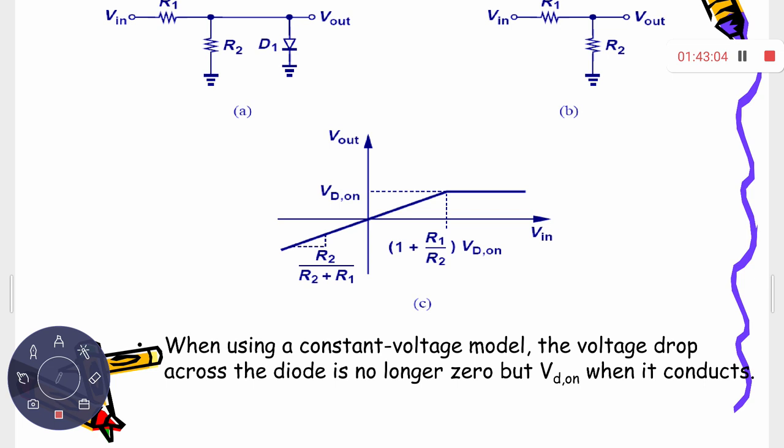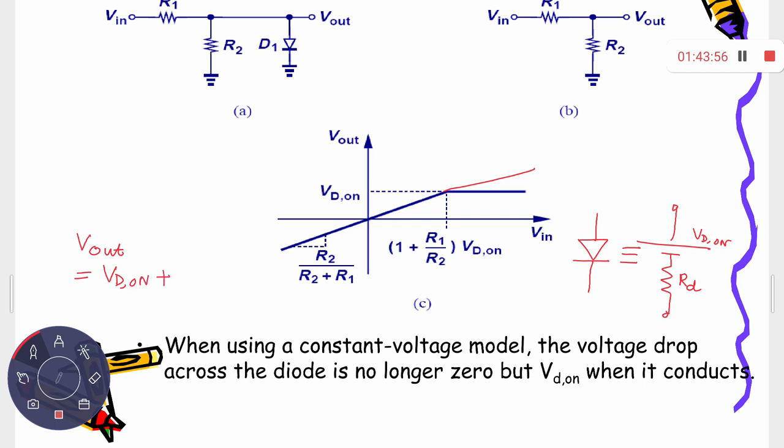Now if you'd like to incorporate that the current is not constant, rather than a constant voltage model, in your practical diode model you should expect that the current will also increase. Why? Because the diode can now be represented as this combination: this is VD on and this is your Rd, the practical diode resistance. So what will be the output voltage? Looking at the figure, Vout is nothing but VD on plus, suppose the current is I, I times Rd.